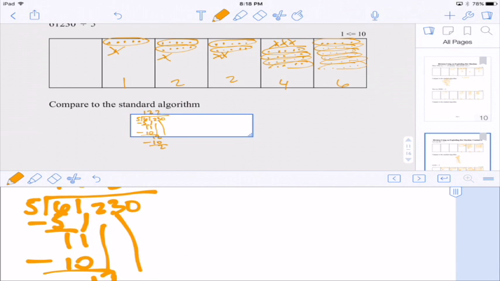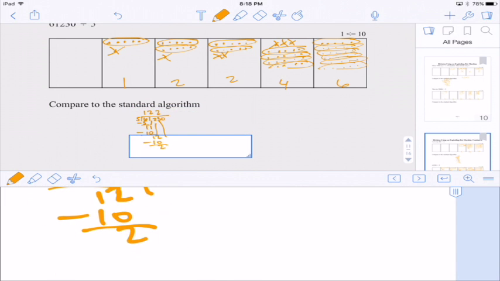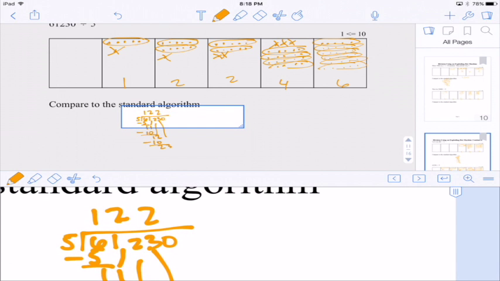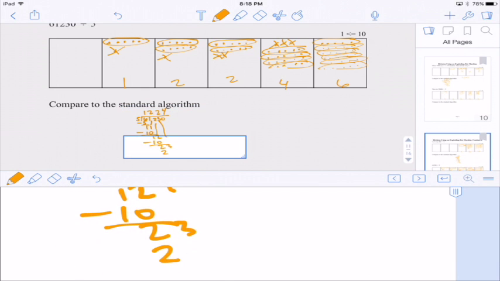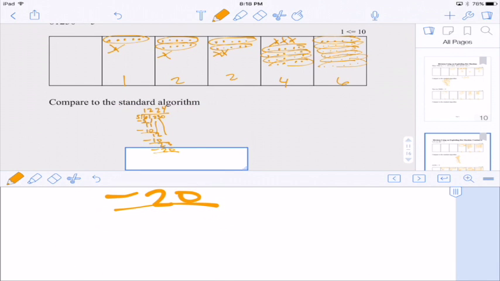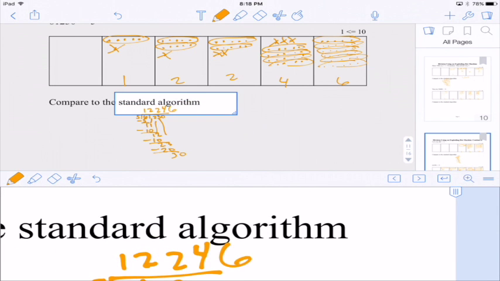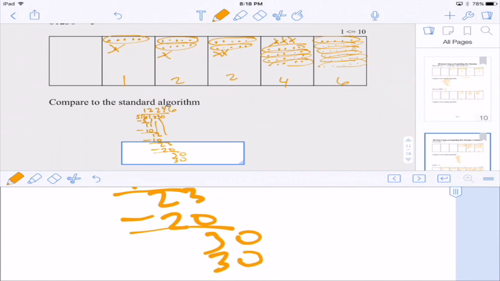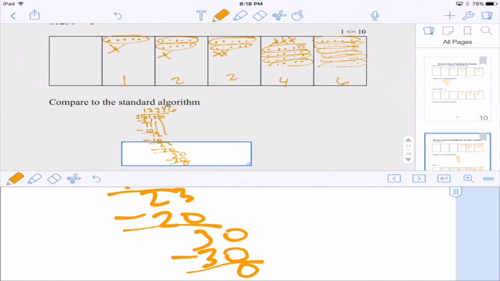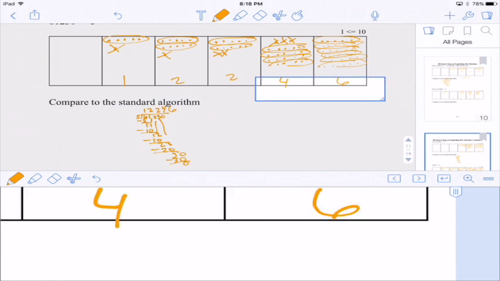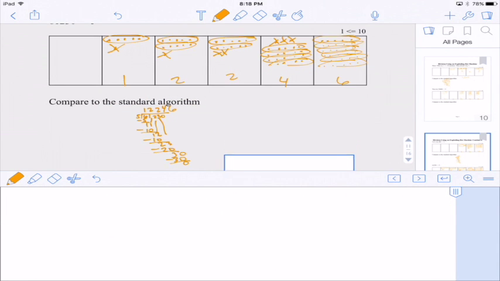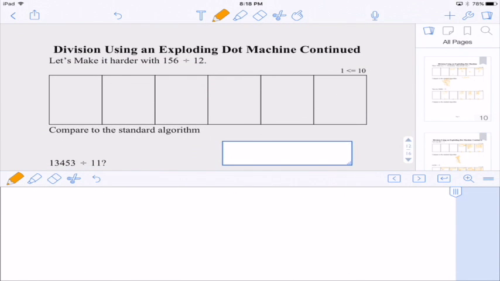Now when we had our two dots remaining, this became 23. So now we could actually get 4 times 5, which was 20 out of that. And then we had 3 left over. And then that was 30. So 6 times 5 gives us 30. And then we have a remainder of 0. Okay? Whichever method that you like best, do it. I'm going to continue to do the dots.